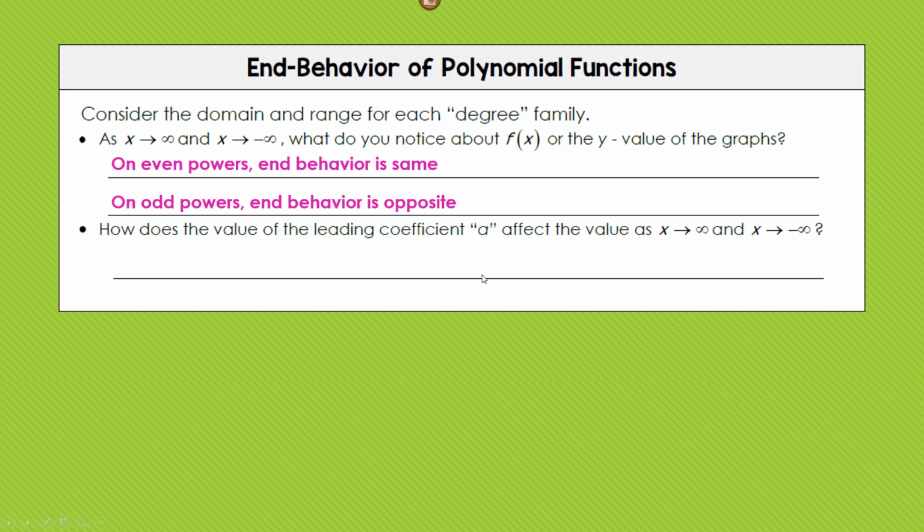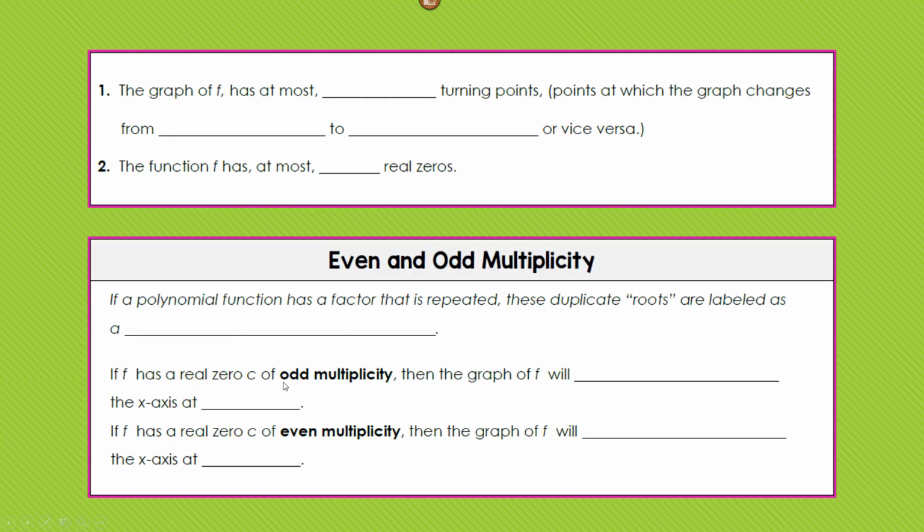So this question says, how does the value of the leading coefficient a affect the value as x approaches infinity and x approaches negative infinity? And we said if a is less than 0, then the end behavior directions change. Okay, and that's what we saw in the illustration on the previous slide. All right, and we'll come back to that when we put it with some other things that we're learning. All of these little things, they're small, but when we put them all together, they help us to figure out what this polynomial looks like.